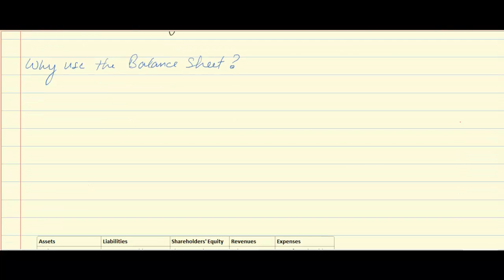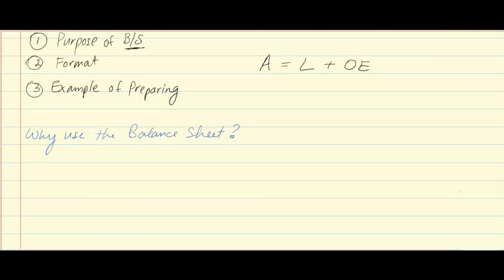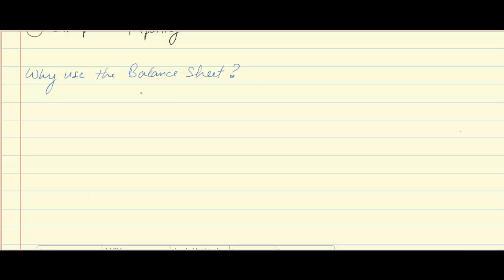Now, if you haven't already taken a look at the previous video, which explains the different types of financial statements, you might be a little lost right now. But if you know what I'm talking about, then let's carry on. So why do we use the balance sheet? A balance sheet, as we've defined it previously, is a snapshot of your financial position as it stands at this very moment.